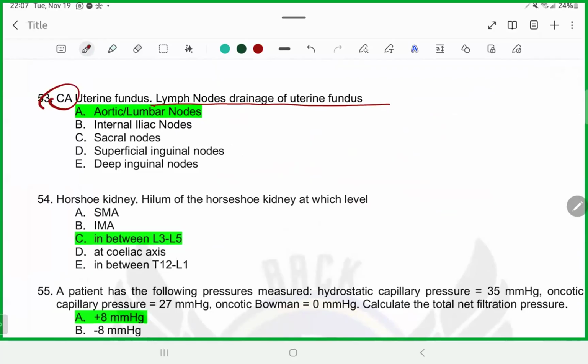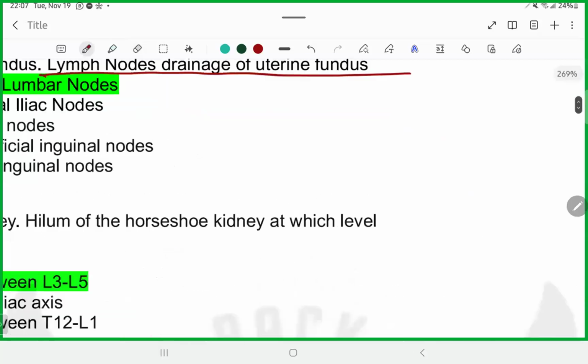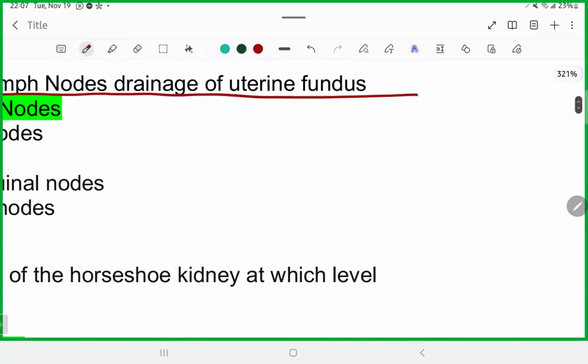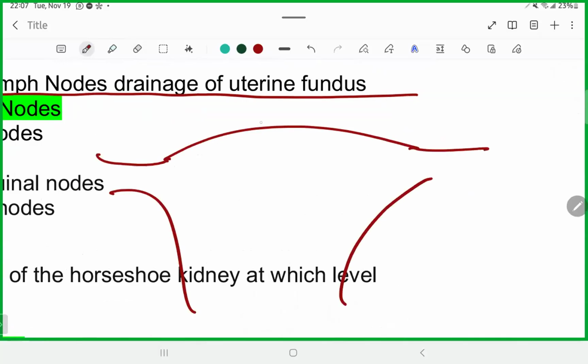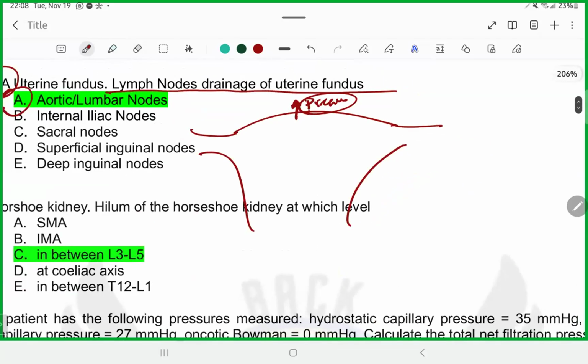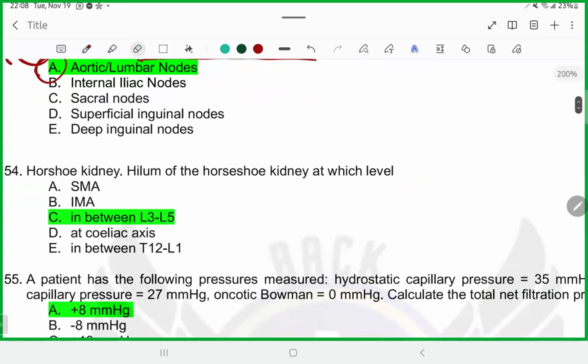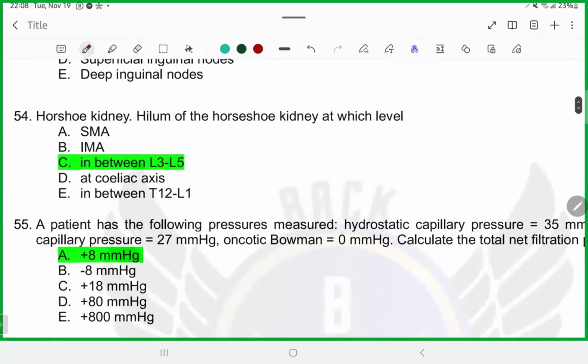Carcinoma of uterine fundus. Lymph nodes drainage of uterine fundus. Guys, just see it from our charts. You might get confused that this is the fundus and what will be the lymph drainage. See, from fundus it goes to pre-aortic and para-aortic nodes, and aortic or lumbar nodes. Then you have to see the chart. I will show you the chart, don't worry about it. We have it in our charts folder.